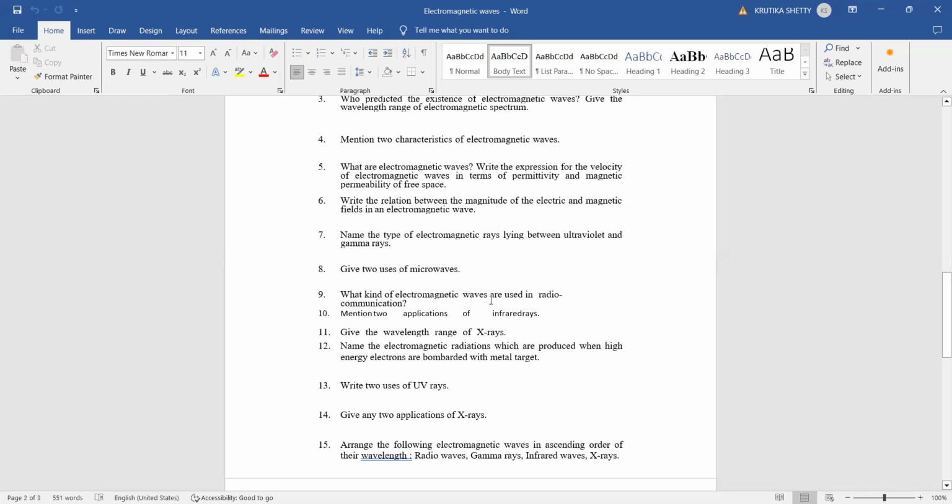Question number 9, what kind of electromagnetic waves are used in the radio communication? Yes, and all the remaining questions are asked for the uses of the different rays.